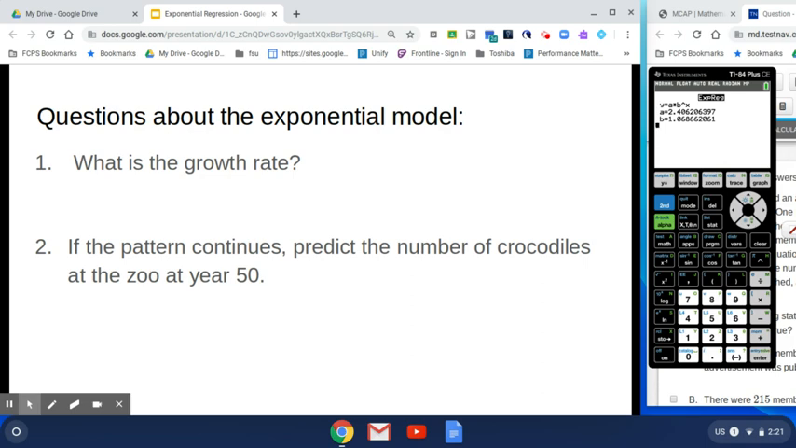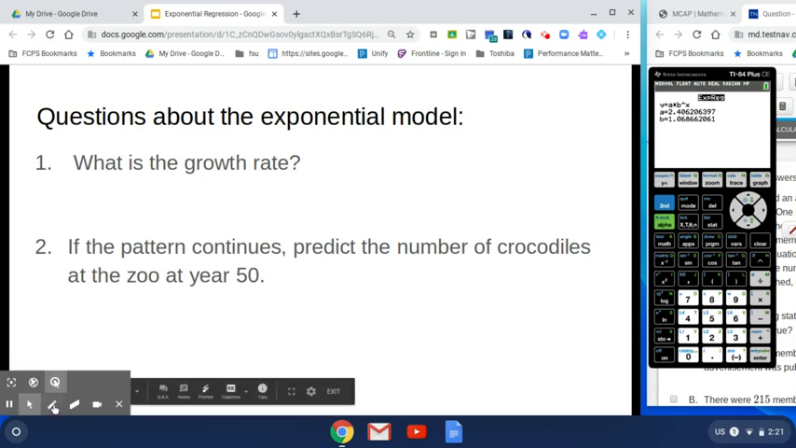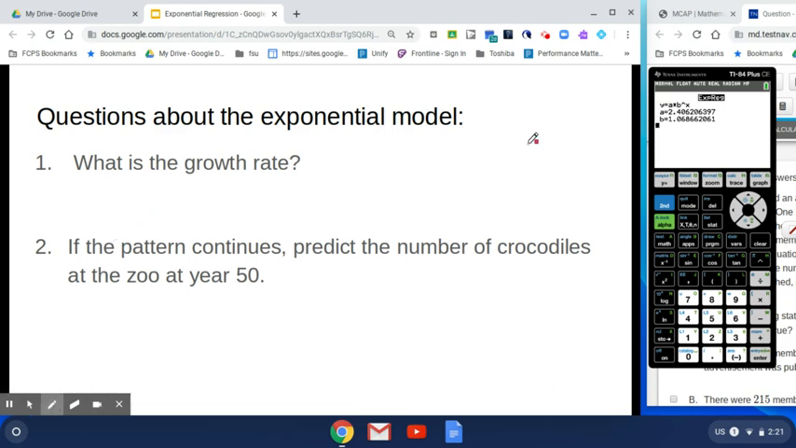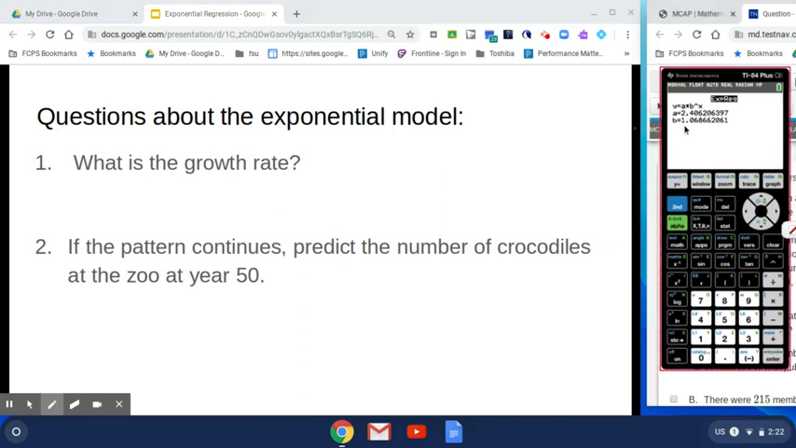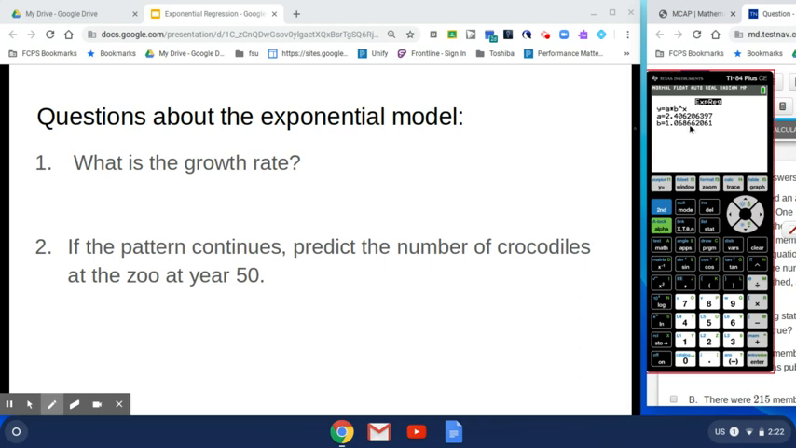Here are some questions that we might be asked as far as that exponential function. The first one is, what is the growth rate? If we look, guys, this b value we've talked about in previous lessons. This b value is a growth because it's over 1, and how much over 1 tells us the rate at which it's growing. So that would be 0.069 as a decimal, or as a percent, 6.9% is the growth rate.